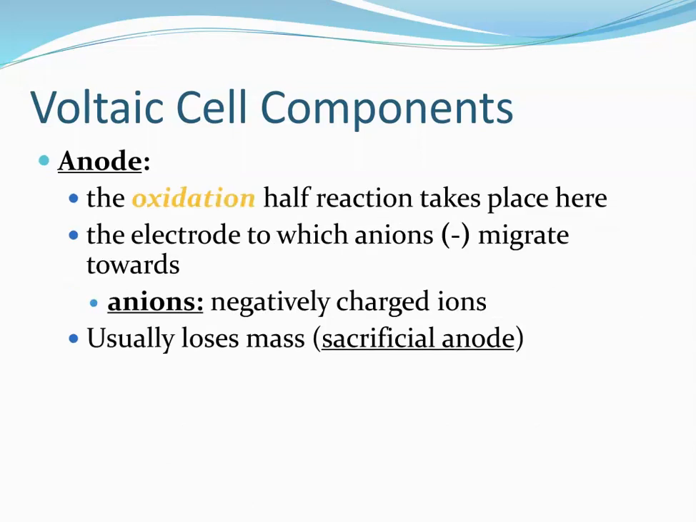The anode is one of two electrodes in a voltaic cell. This is the electrode where oxidation takes place. Anions, or negatively charged ions, always travel toward the anode. The anode will gradually lose mass as the reaction takes place.